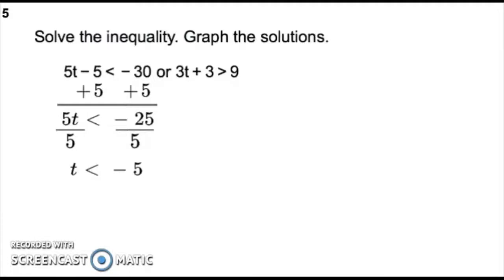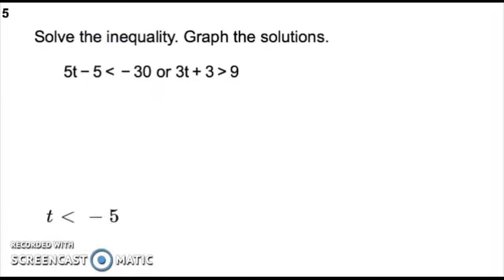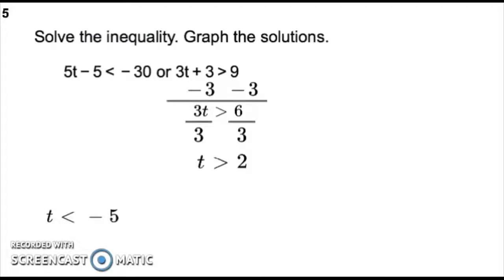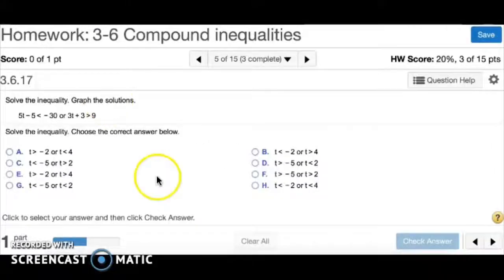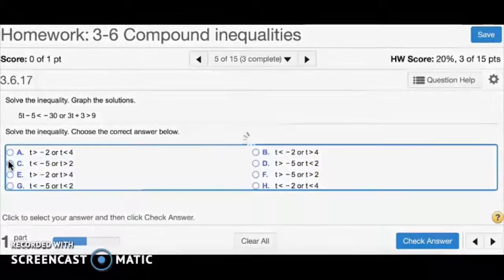Now, the second inequality, we start by subtracting 3 on both sides. We'll get 3t is greater than 6. Divide both sides by 3, and we get t is greater than 2. So the final answer will be t is less than negative 5, or t is greater than 2. So now let's graph that. So the choice for t is less than negative 5 or t is greater than 2 will be C. So choose that first.